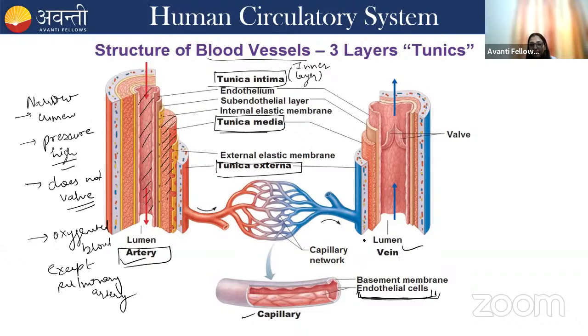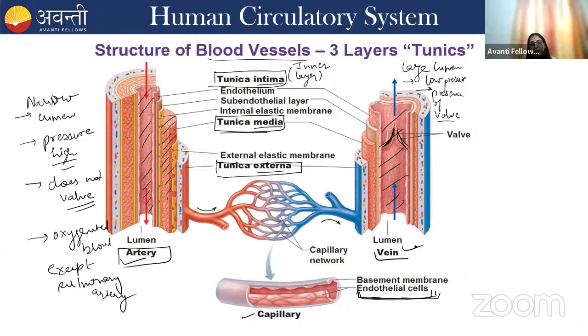Moving next is the vein. Vein, you can see it has a very large lumen. It also has three layers: tunica externa, tunica media, and tunica intima. They have valves. The pressure in veins is low, and because the pressure is low, they have valves to prevent the backflow of the blood.